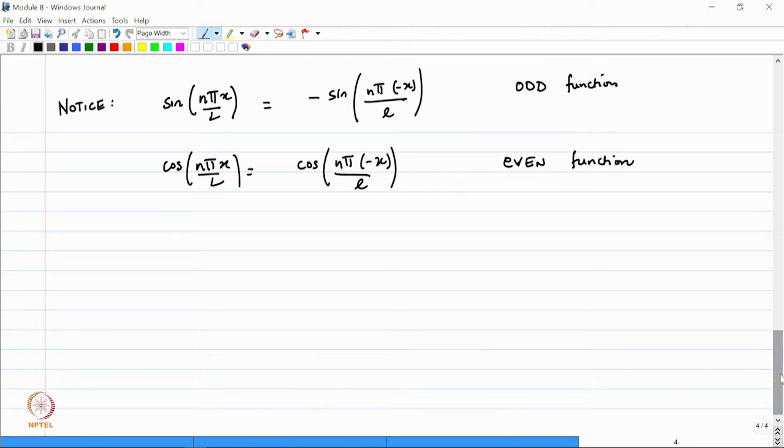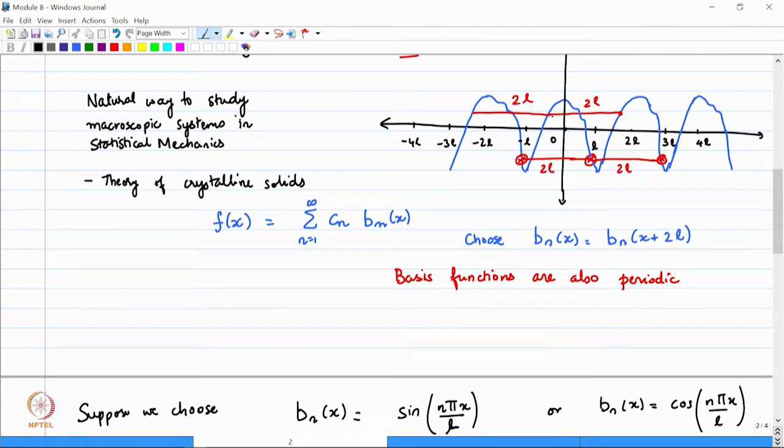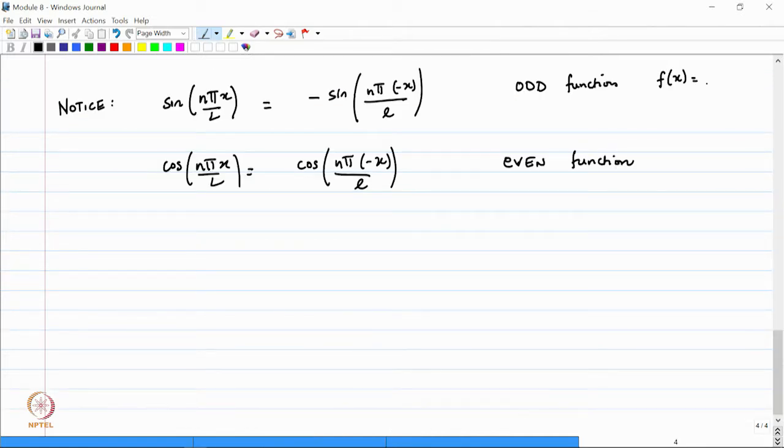So what that means is, suppose you just do an expansion where Bn is cosine, then f will be an even function. Even function means it has to have the same sign on both sides. Odd function means it has to have opposite sign on both sides. Now if you look at this function, it is neither even nor odd. So f of x equal to minus f of minus x is an odd function, and f of x equal to f of minus x is an even function.